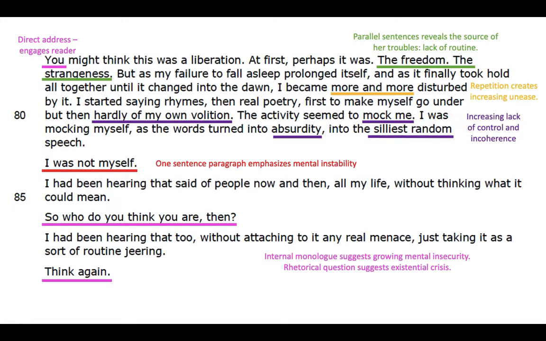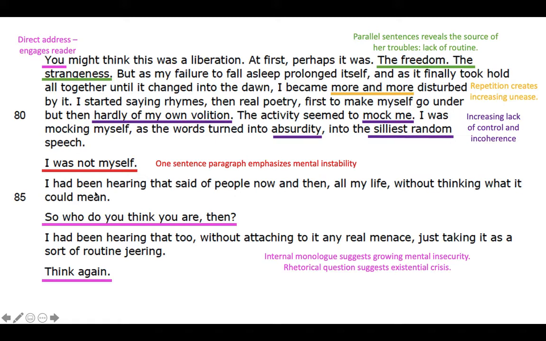So again, we're just seeing really mental deterioration and the effects of insomnia, the effects potentially linked more so to her illness. And that simple sentence, I was not myself. That one sentence paragraph emphasizes that she's mentally unstable at this point. I've seen this misread a few times, I feel, by students. So she says here, I'm going to take a bit of time here.